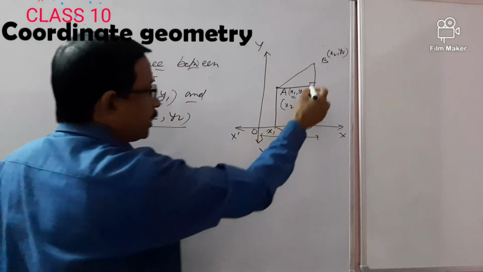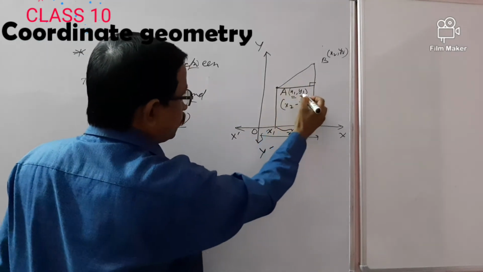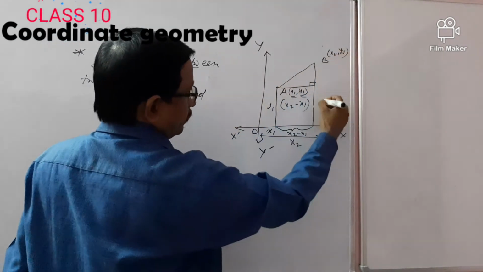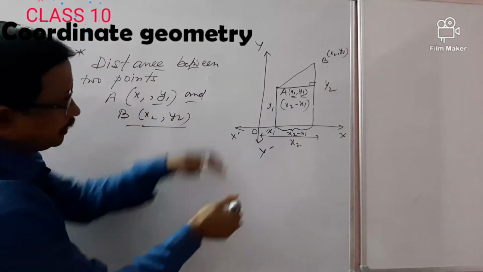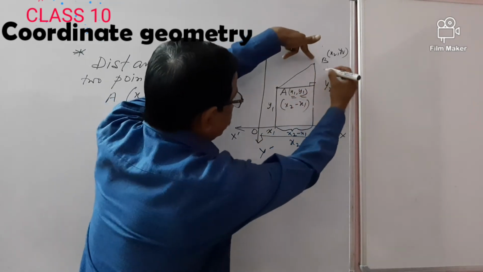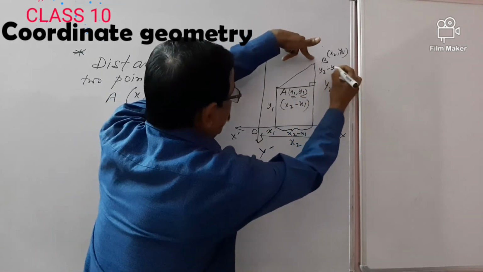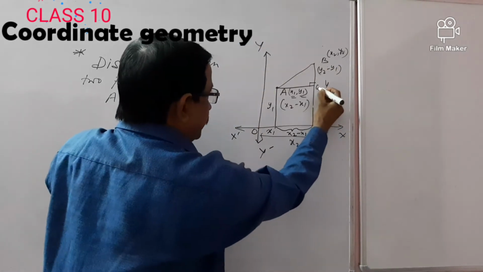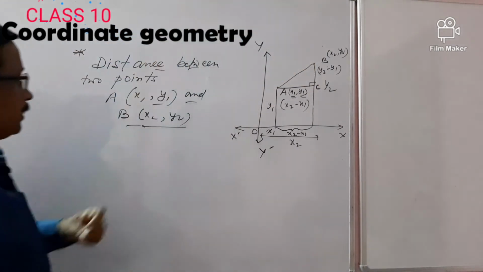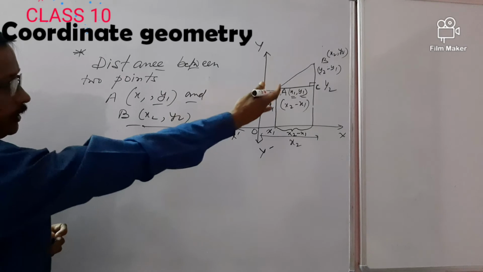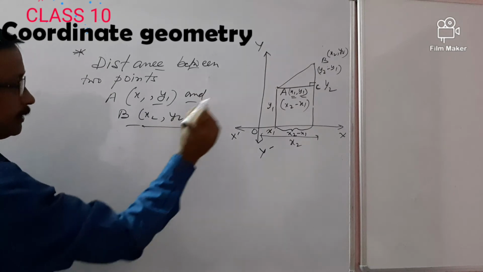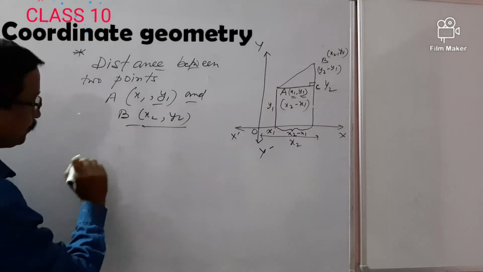And what is the measure of this one? As its coordinate is y1, this measurement is y1. And this one is y2. So this length is y2 and this one is y1. So the measure of this one must be y2 minus y1. And we name this triangle A, B and C. Now, how do you find this? Look at the diagram. How do you find it graphically? Is it clear? Now we have to find the distance between the two points A and B.